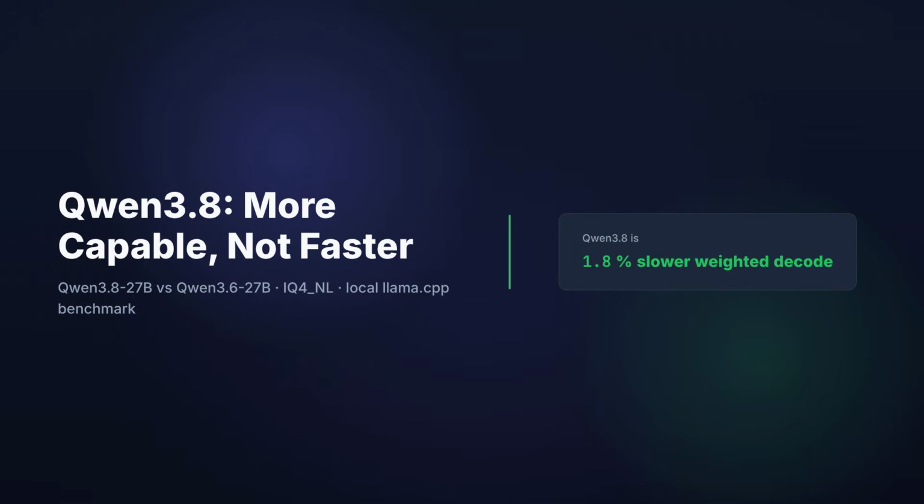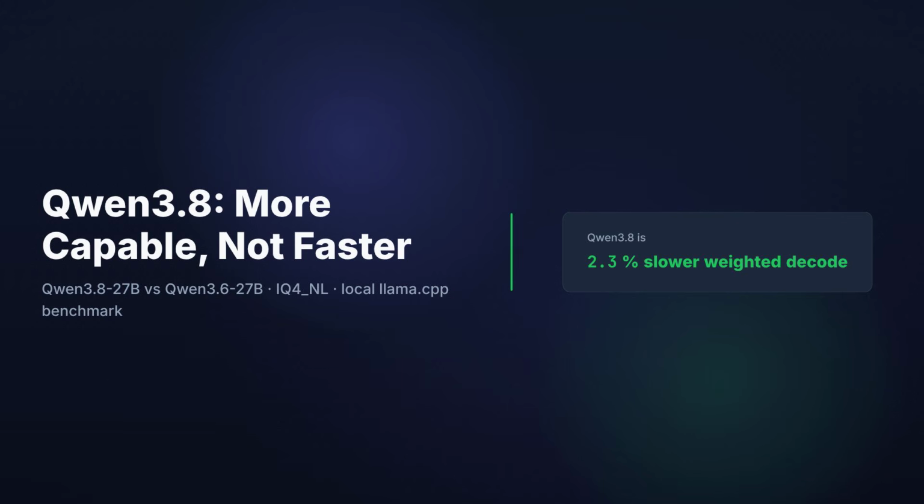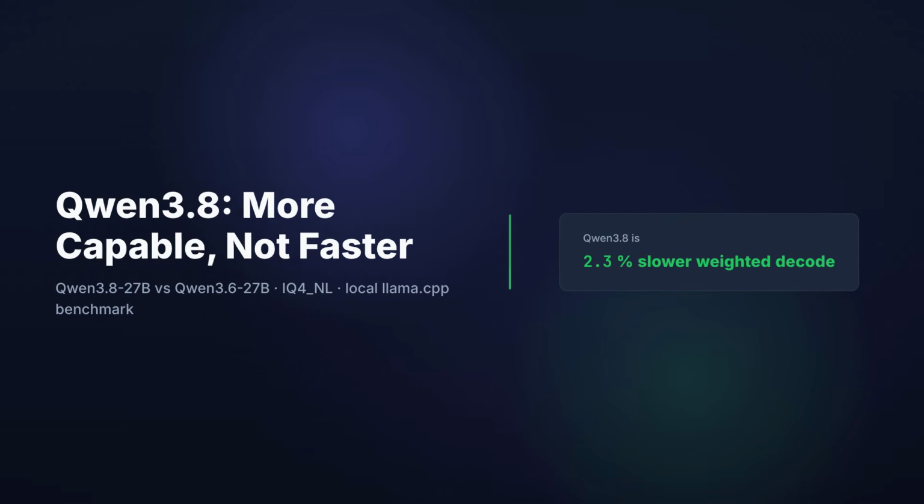A newer local model can be the better tool without being the faster one. And that trade-off matters most when an agent is doing real work for you. Qwen 3.8 is the new checkpoint in this comparison, while Qwen 3.6 is the familiar baseline many local users already know. Both target the same 27 billion parameter class, yet their published results point toward a much bigger difference in coding agents and computer use.